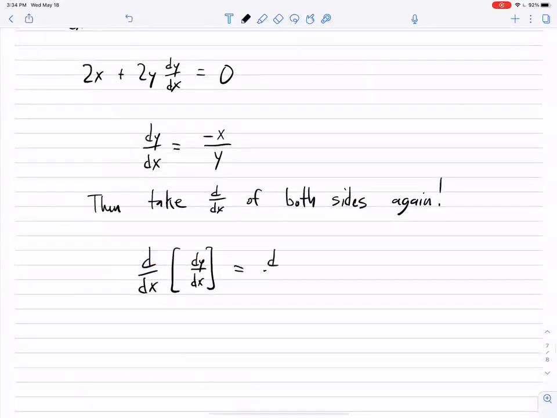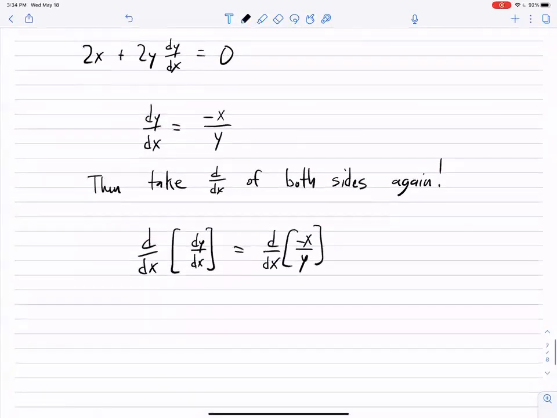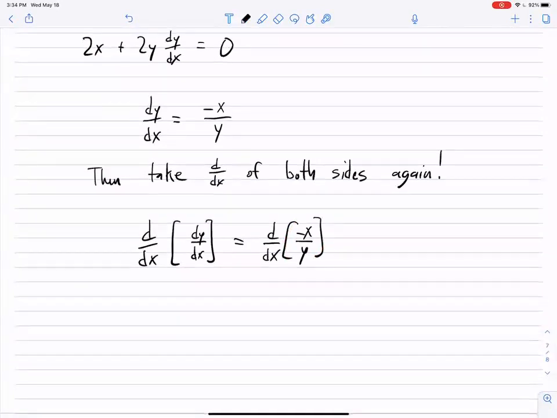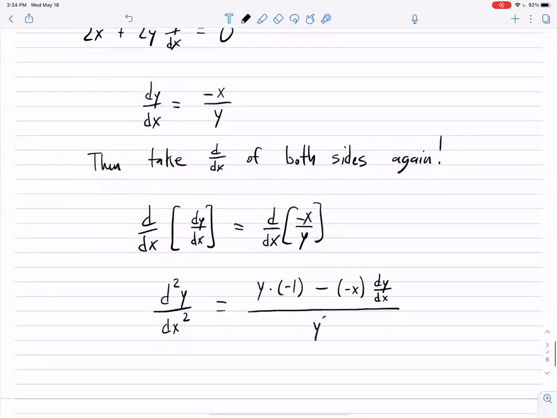And so this is equal to d dx of negative x over y. And so I have to take the derivative of that thing with respect to x, just remembering that whenever you take the derivative of y, you have to multiply by dy dx. And so what does that give us? This is d squared y dx squared, because that's what the second derivative is. And then for the derivative of this, we have to do the quotient rule. The quotient rule is low d high, so y times negative 1, minus high, negative x, d low, which is dy dx, all over low squared, which is y squared.